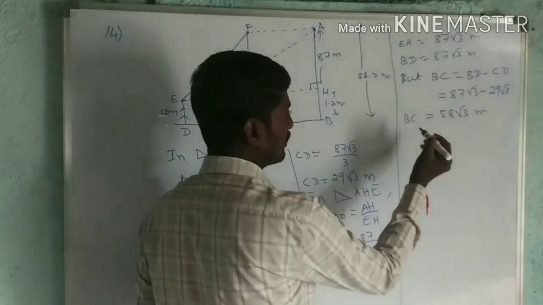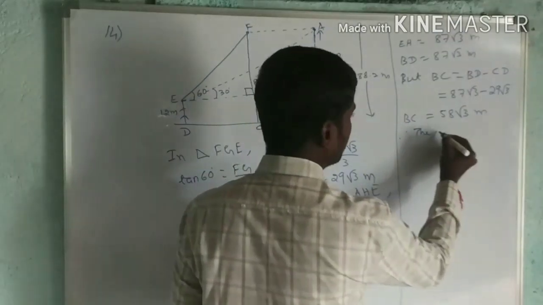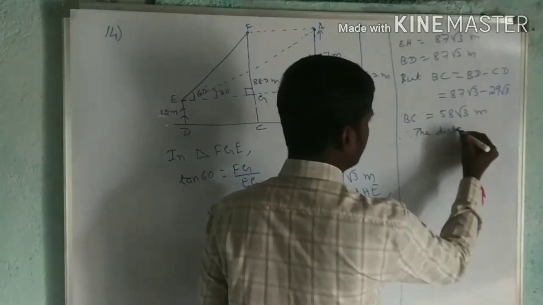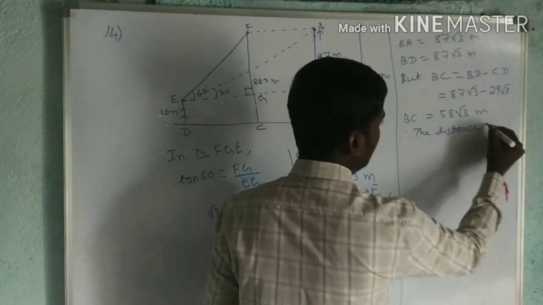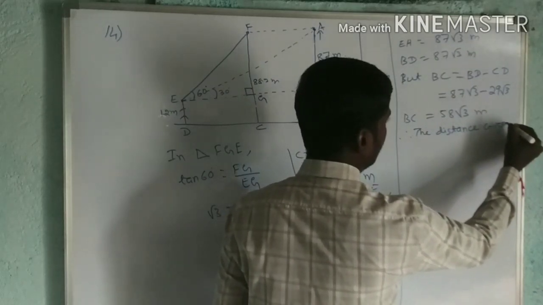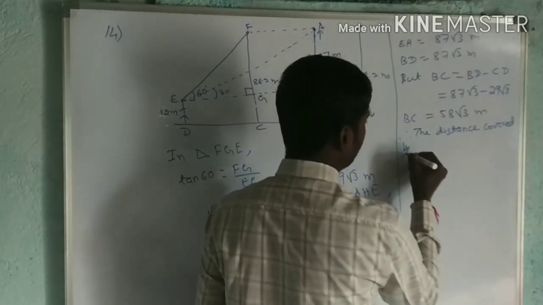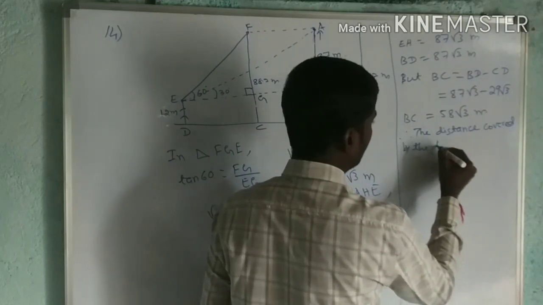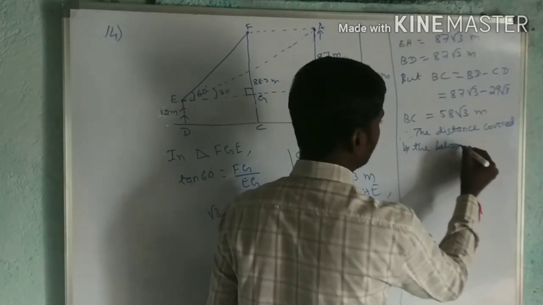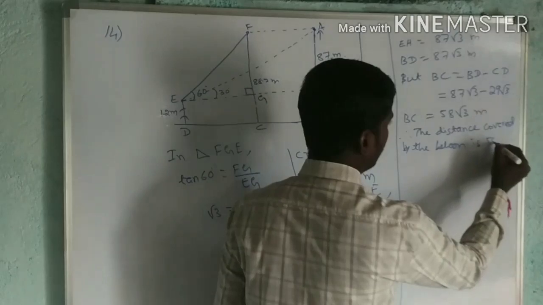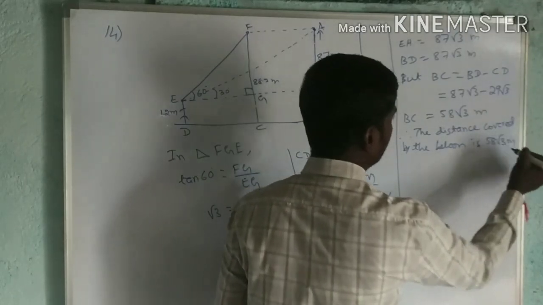Therefore, let us write the conclusion. The distance covered by the balloon is 58 root 3 meter.